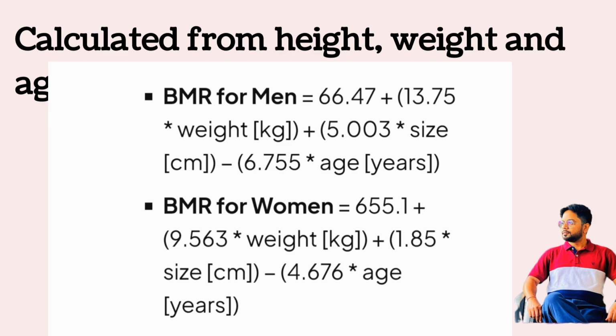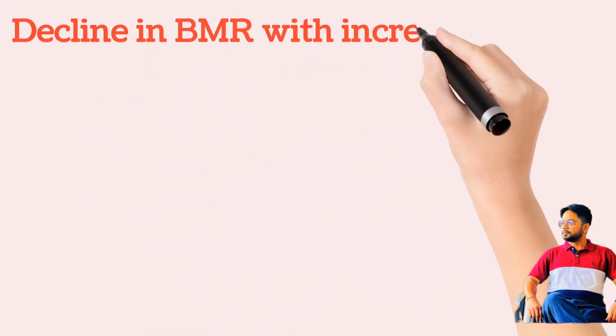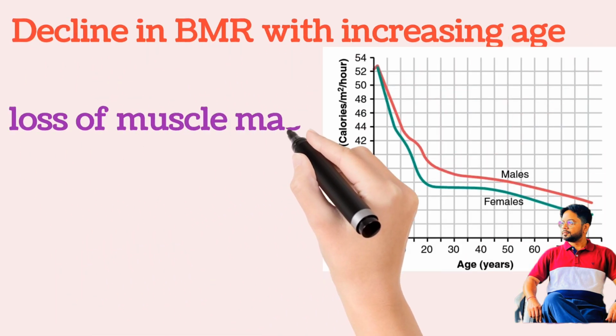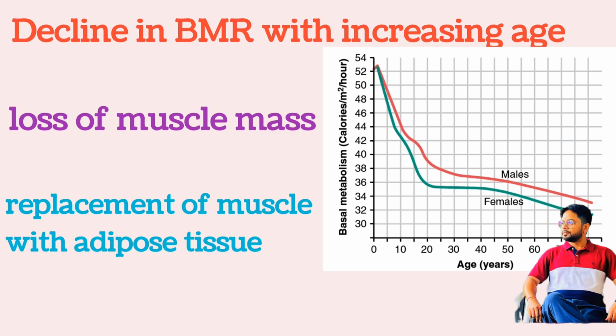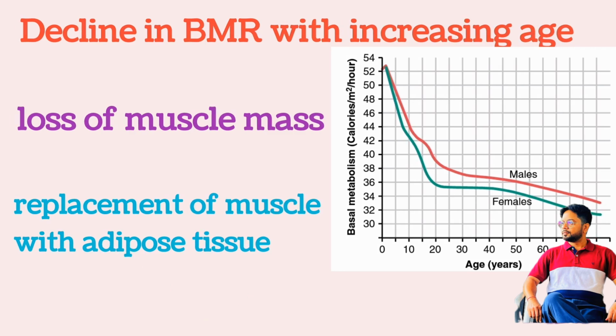BMR can be calculated by the following formula. BMR decreases with age. This is due to the loss of muscle mass and replacement of the muscle with adipose tissue. Adipose tissue has a lower rate of metabolism.